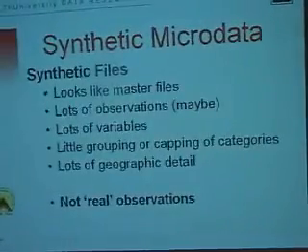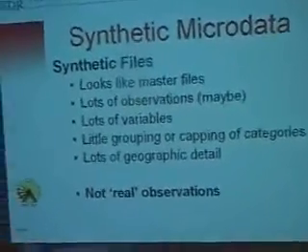The synthetic files look like master files. There are lots of observations for the most part, lots of variables, little grouping or capping of categories, lots of geographic detail. The PUMF files will often have suppressed variables and observations, again, to maintain that confidentiality. So your synthetic files have more fullness of data available. But you've got to remember, these are not real observations. Somebody's somehow messed with the data and confused it. And I'm not really sure how that happens, but my little brain says that means I really live in Winnipeg, and not Waterloo. But maybe somebody else can explain those a little bit better.